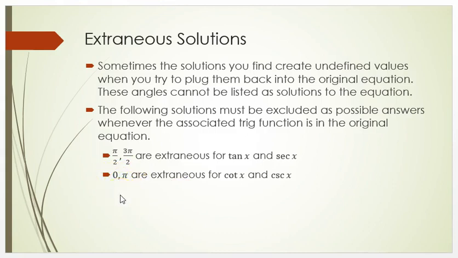So the idea is just once you get all the way through, make sure that you don't have any of those potential fake answers, but they only occur if you have those specified trig functions in the original problem. Pi over 2 and 3 pi over 2 are perfectly fine answers to use as long as you don't have tangent or secant in the problem.